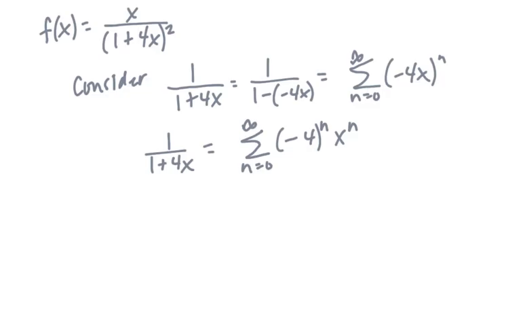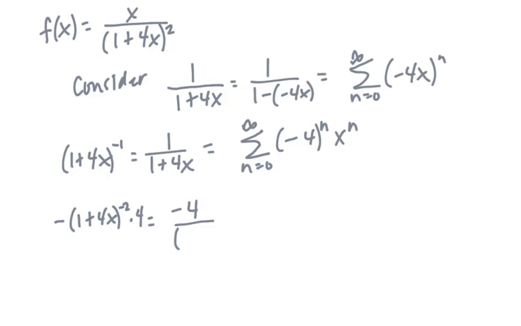So let's take the derivative. We can rewrite this to be (1 + 4x)^(-1). Let's look at it that way because the chain rule is easier to see in that case. So the derivative of that is negative (1 + 4x)^(-2) times 4, which is negative 4 over (1 + 4x) quantity squared.